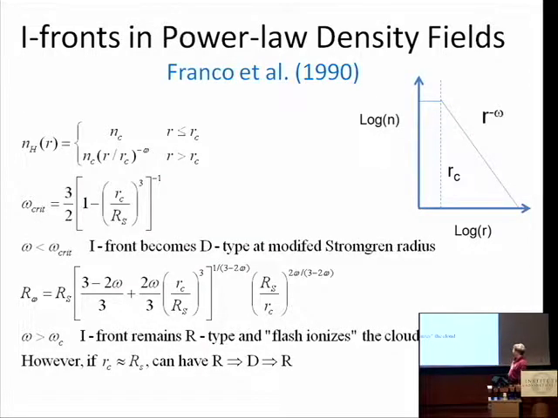Now, if the core radius is of order of the Stromgren radius, typically what you get is an R to D to R transition. So you can have quite a bit of physics going on there.